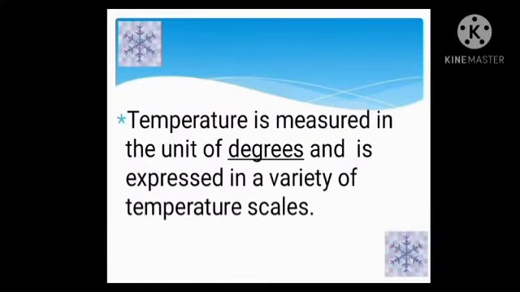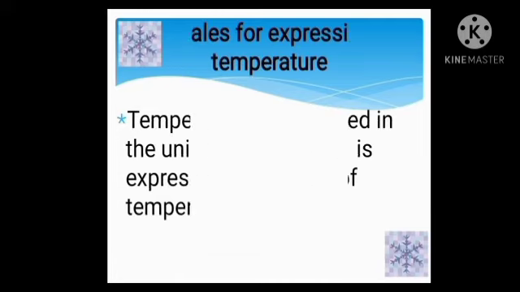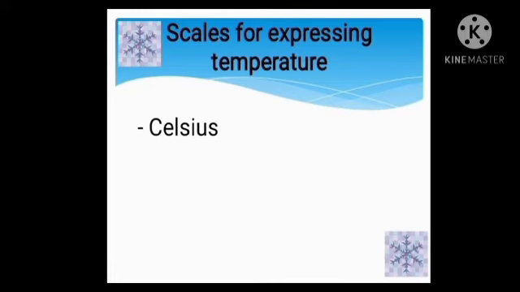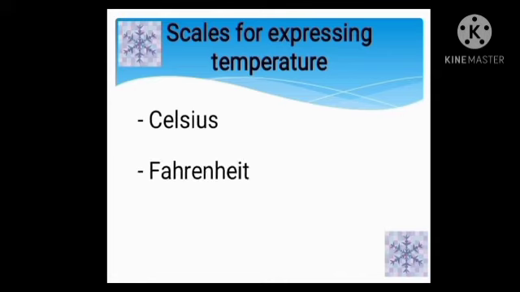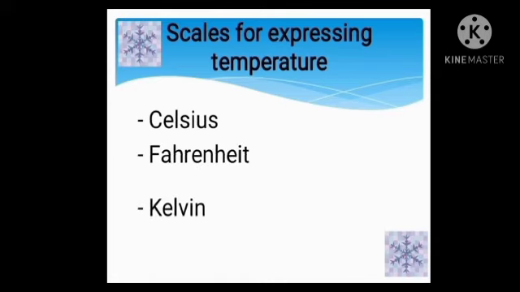Temperature is measured in the unit of degrees and is expressed in a variety of temperature scales. So, ang unit daw is degrees pero merong iba't ibang scale na ginagamit sa temperature. So, we have 3 scales. Yung una is Celsius, next is Fahrenheit, and then we also have Kelvin. So, ano ba yung pagkakaiba ng tatlo na to?